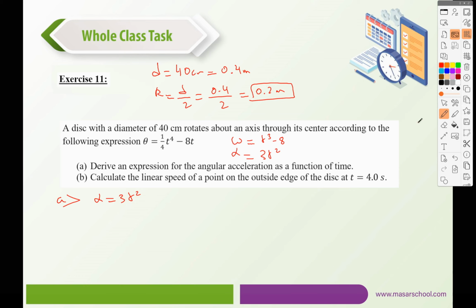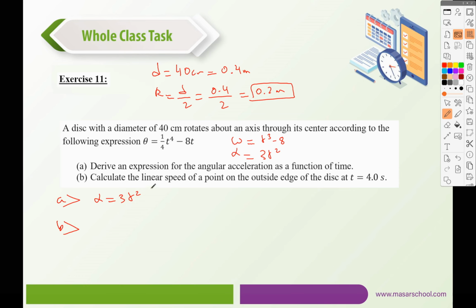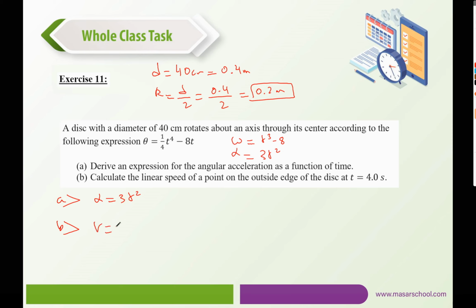So let me write, okay. Now in part B, we need to find the linear speed. V equals r omega at the point on the outside edge of the disk at t equal to 4 seconds. The radius is given by 0.2, and omega would be given by t cube minus 8, but we need to replace t by 4, so that would be 4 to the power 3 minus 8. Alright, plugging that on the calculator, we would get a value of 11.2 meters per second.